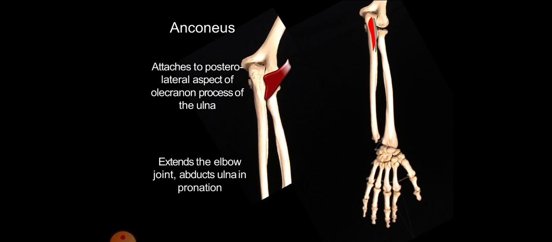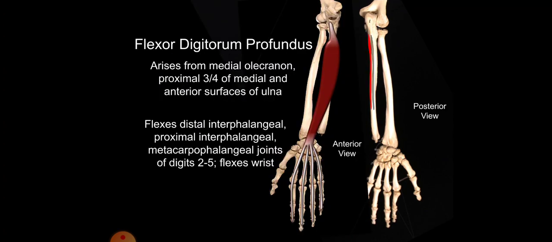Another muscle at the upper end of the ulna is the anconeus. It is attached on the posterolateral aspect of the olecranon process of the ulna, and it is arising from the posterior surface of the lateral epicondyle of the humerus. It is a weak extensor of the elbow joint. It is a small muscle at the back of the forearm.